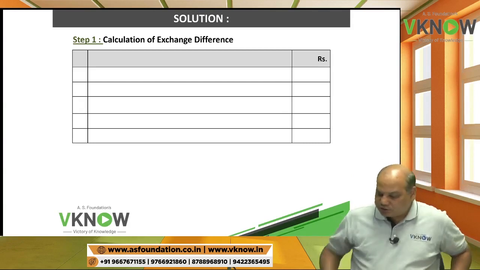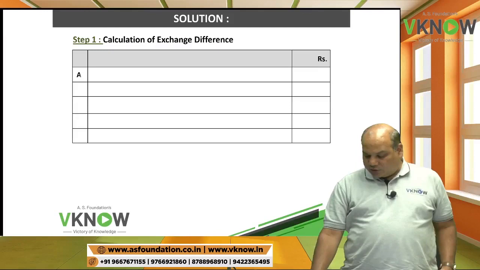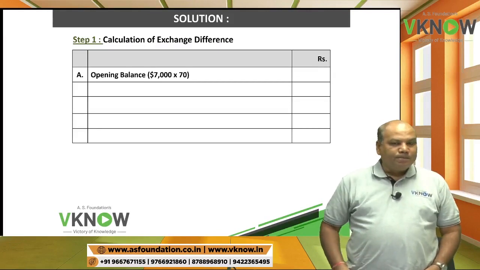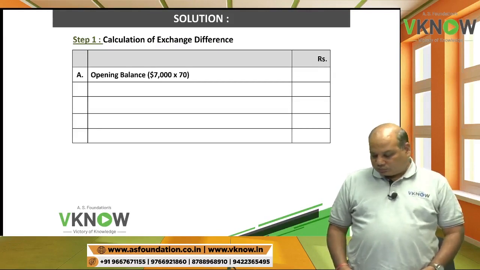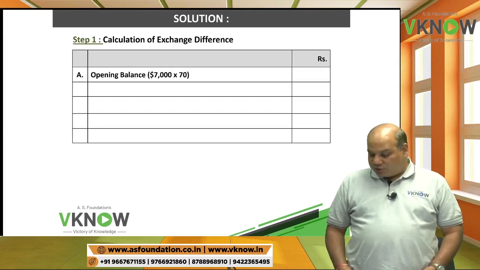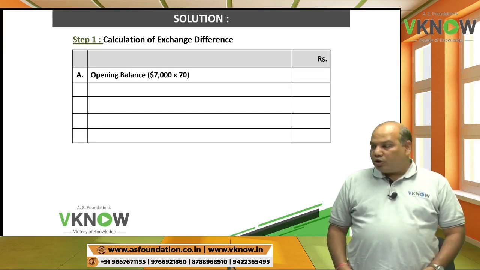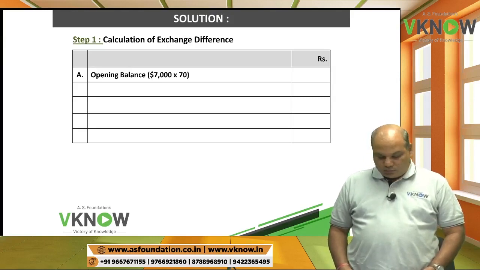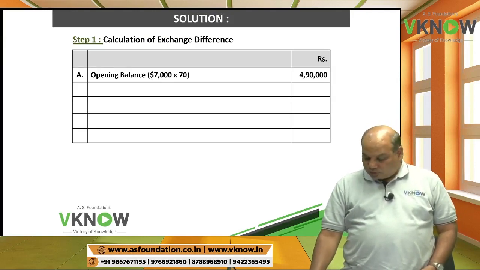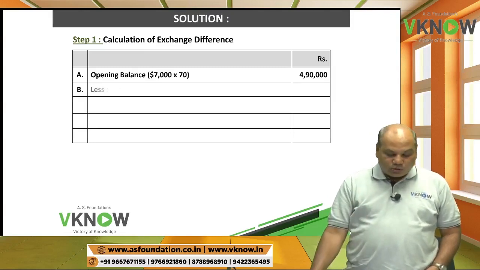So please write down the calculation of exchange difference. Right hand side, rupees. Point number A, opening balance: $7,000 into 70, which is 4,90,000. Opening balance, we have $7,000, opening rate 70.